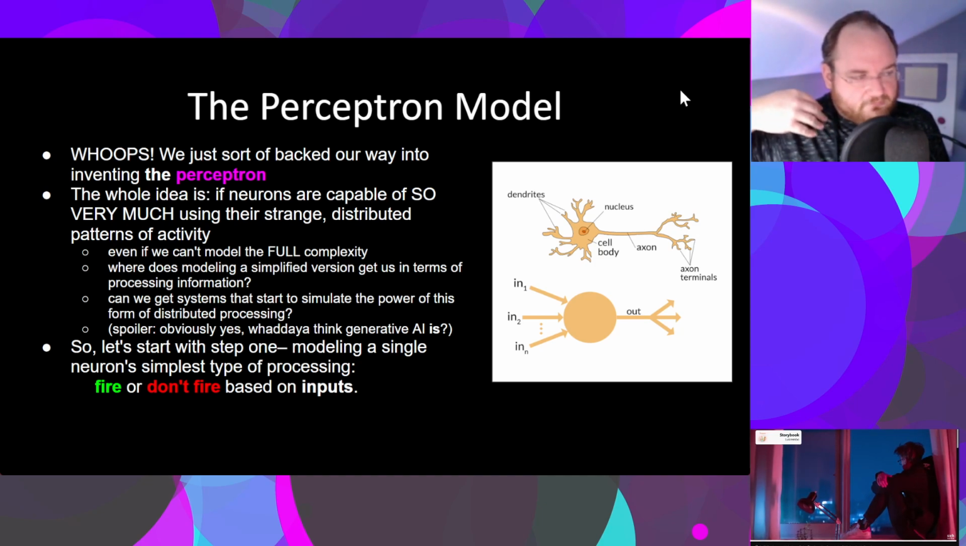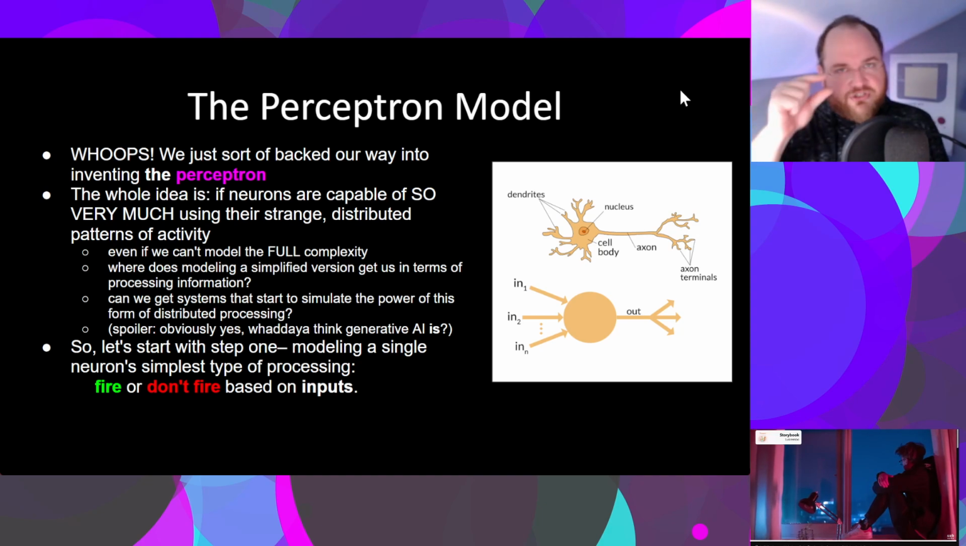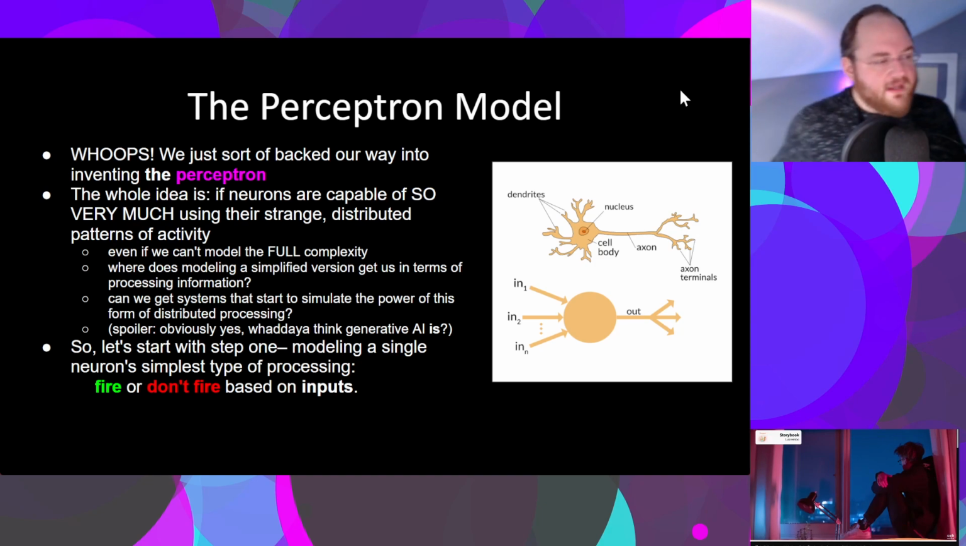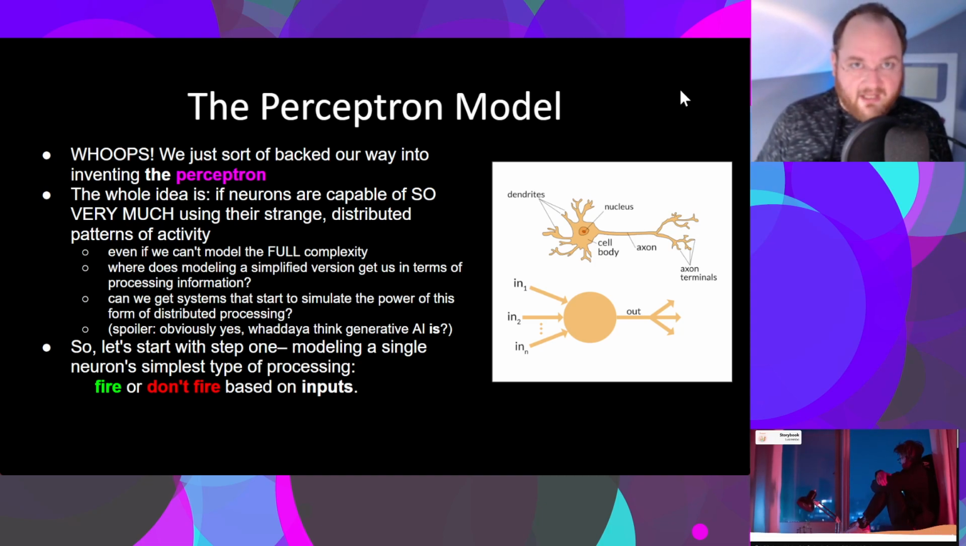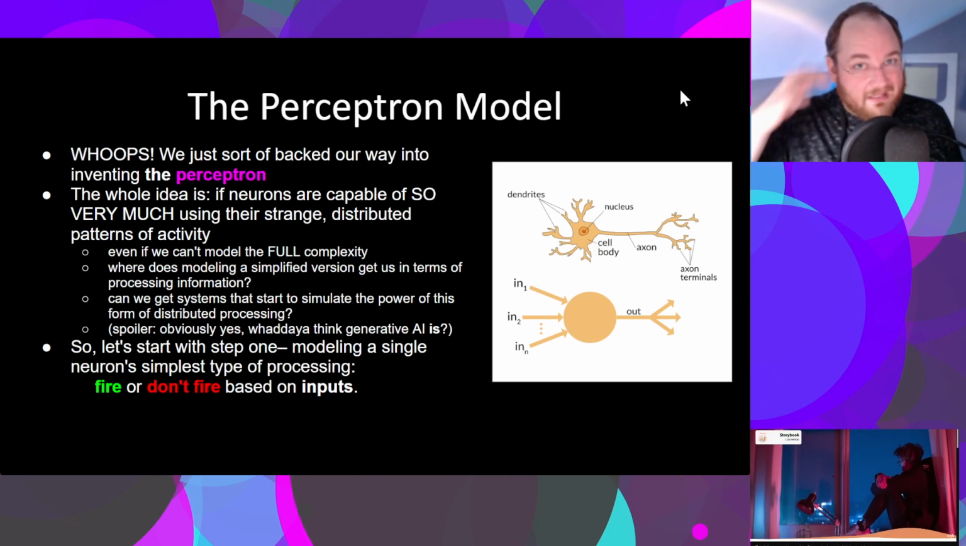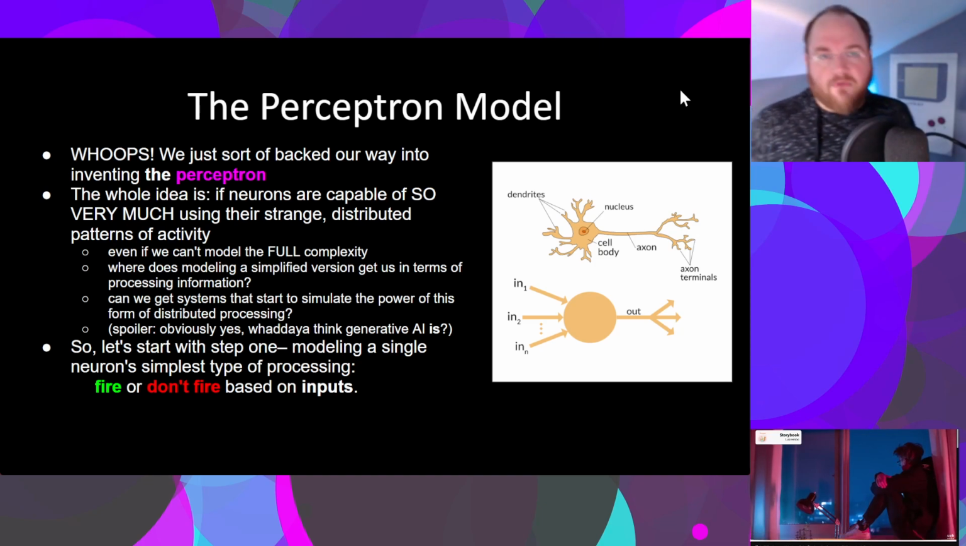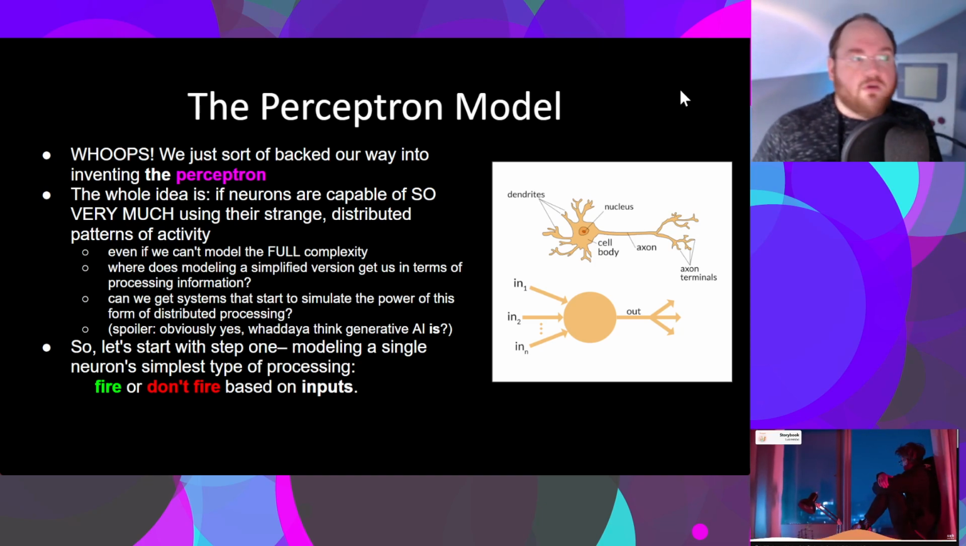But where does this get us, right? If I'm able to do this little thing, here's a single node and how it moves information, how far can we get? Can we get a system that starts to simulate some of the power of our systems? The answer is, of course we can. This is how it all works now in AI Town. But let's start with the first step. The first step is, okay, let's actually build it. We're modeling a single neuron, the simplest type of processing: fire or don't, based on inputs.